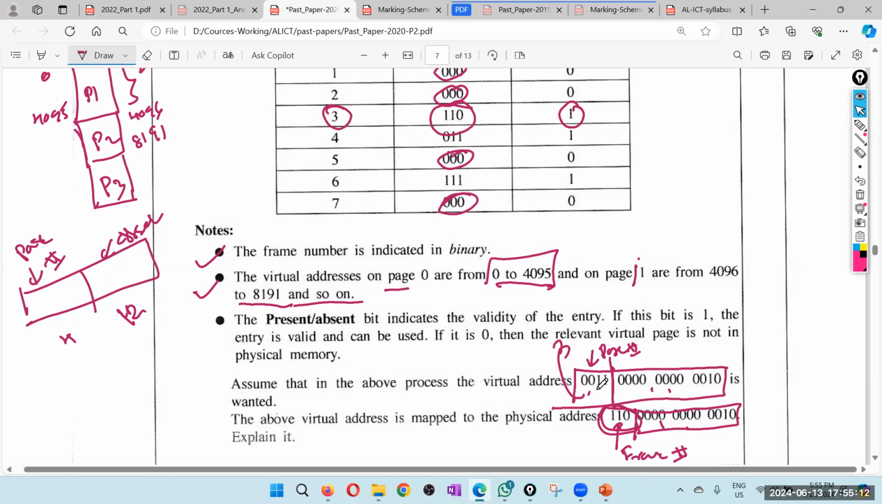So the page number is 3. In the page table, page number 3 is a valid page and it is mapped to the frame number 110. So therefore, your physical address has 110 here, and you can even mention that this offset part is not changed. So therefore, offset has the same value, but 0011 has changed to 110. So you need to write that. Right? You need to write that.